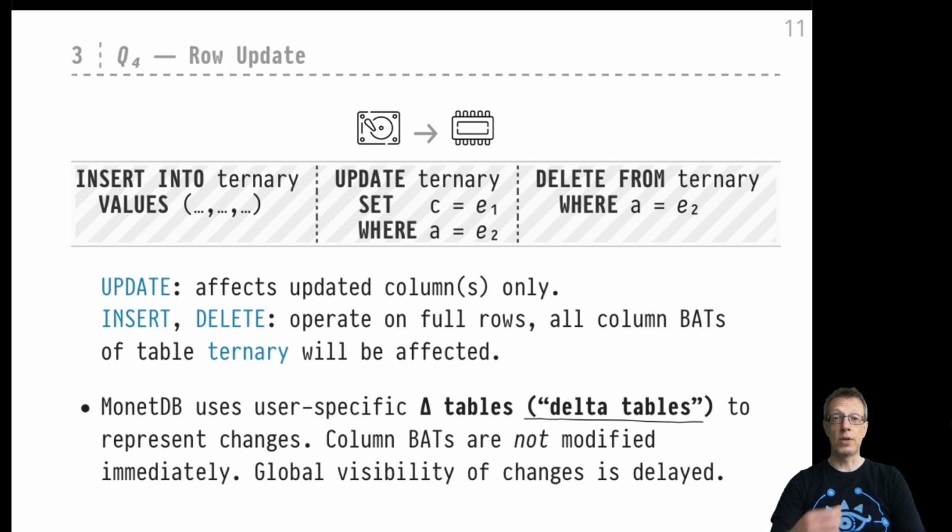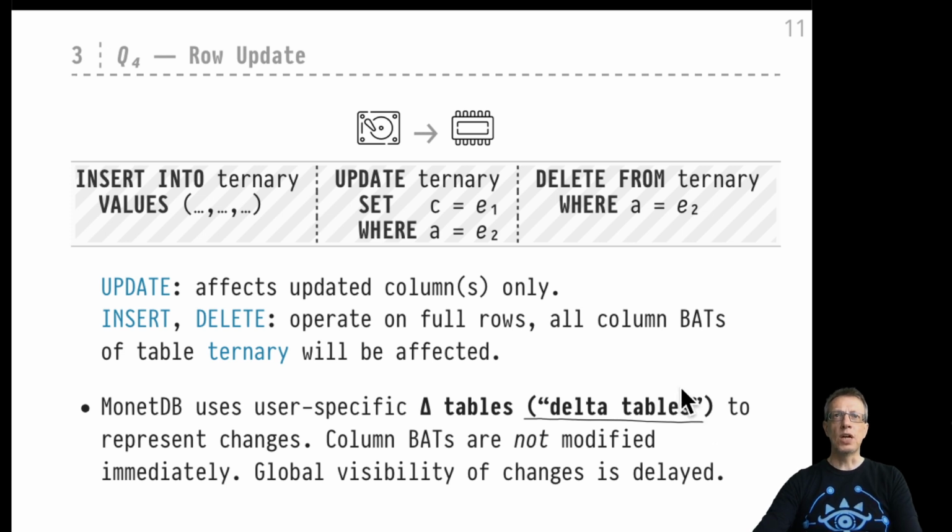So the update performing user will see a state of the table that is impacted by the delta tables. All other users, the global visibility of the same table, will not take into account these delta tables and will see the unaffected, non-updated version of the table as is required. At one particular point, the contents of the delta tables, the recorded updates, will be applied to the actual column BATs themselves, and from that point on, all the updates will be visible to everyone globally in the system.